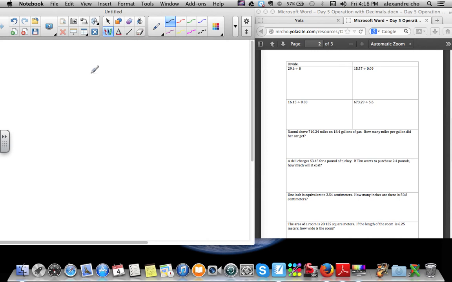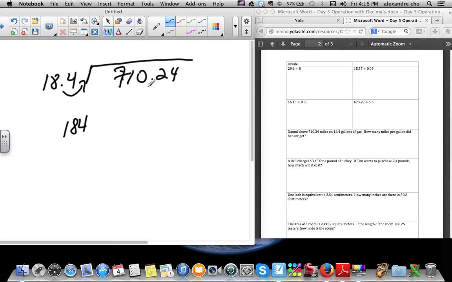Naomi drove 710.24 miles on 18.4 gallons of gas. How many miles per gallon did her car get? Well, 710 was her total. She drove this much with this much gas in her tank. 18.4 gallons. Move the decimal, so that becomes 184. And this becomes 7102.4. Bring the decimal up.